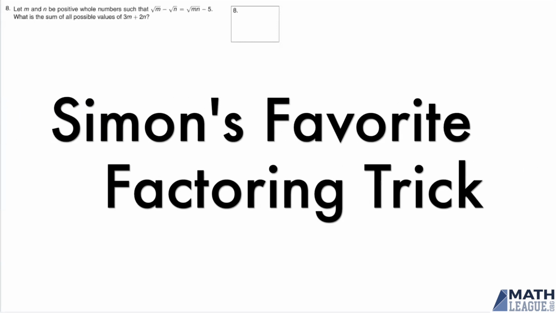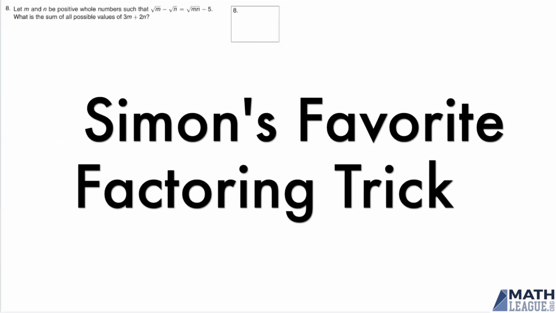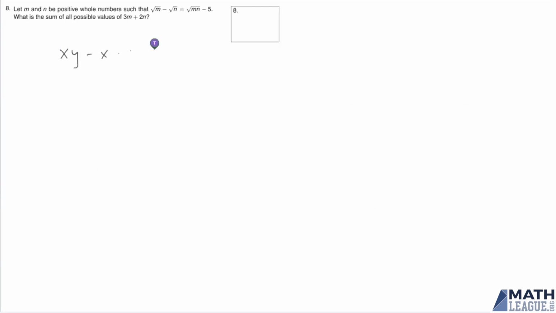So this one, we can see that it's very similar to what we all know as Simon's Favorite Factoring Trick. And if you want to review that one, x times y minus x minus y plus 1. So it looks something like this. You'll have a product of two different variables and then minus the separate variables and then some constant. And usually that's what we see here, except it's under square roots.